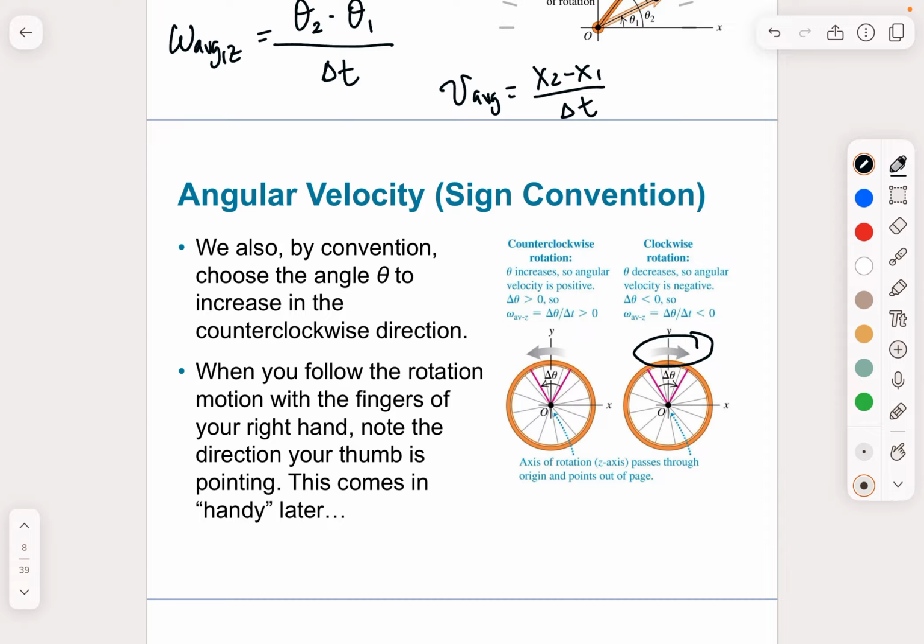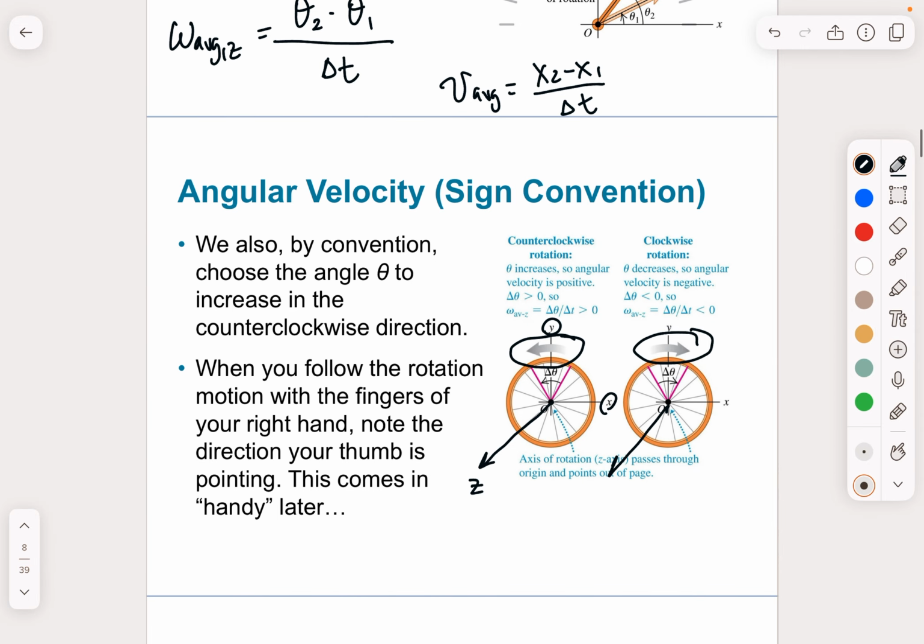z-axis, right? Now, put the fingers of your right hand and curl them in the counterclockwise direction. You'll notice that your thumb is pointing out of the page, and that's going to be the positive z-axis, right? According to the xy that we have right here, positive z should come out of the page towards us, okay? For both pictures. So that makes this angular velocity have a positive or negative sense depending on which direction the object is turning.